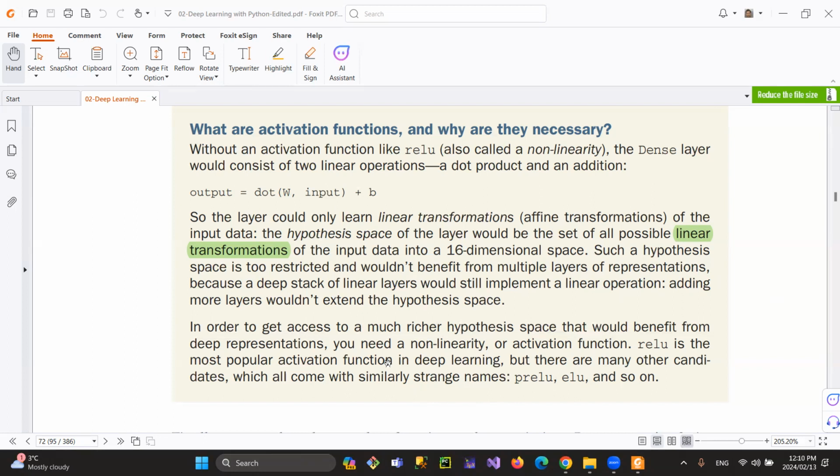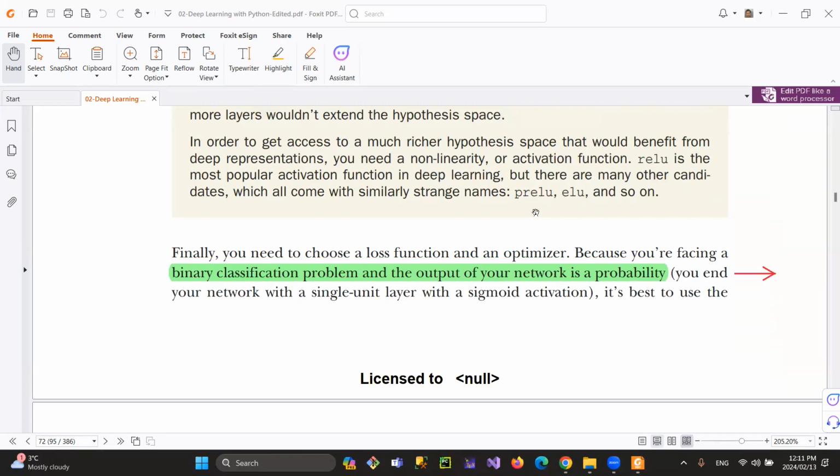One thing that it was in your quiz as well is this part. It says that to get access to a much richer hypothesis space that would benefit from deep representations, you need a non-linearity or activation function. So non-linearity is kind of a synonym for activation functions, meaning that if you have an activation function, it provides for you a non-linear process. It mentions some examples like PReLU, ELU, well, for sure ReLU, leaky ReLU, and so on.